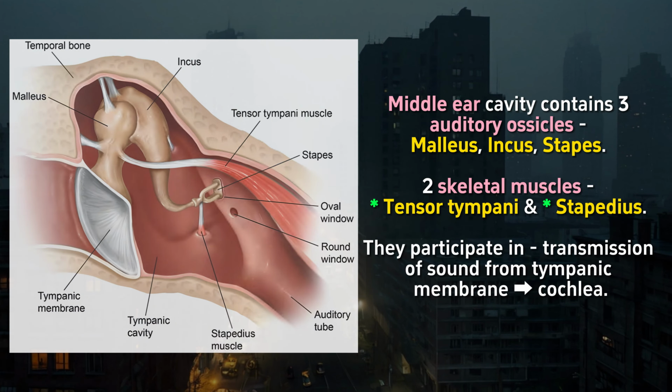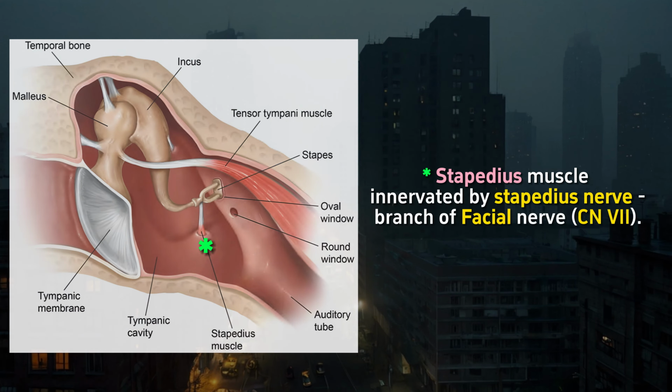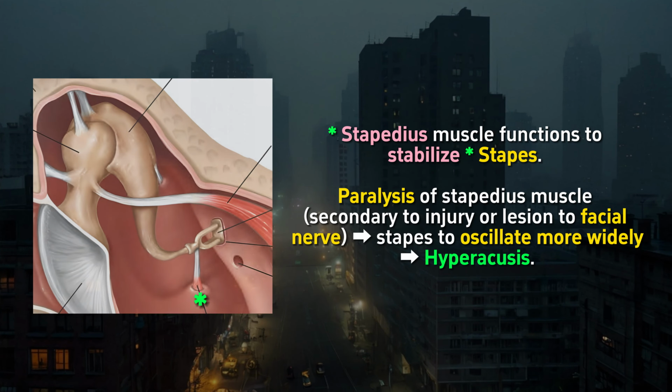The middle ear cavity contains 3 auditory ossicles, malleus, incus, and stapes, and 2 skeletal muscles, tensor tympani and stapedius. They participate in the transmission of sound from the tympanic membrane to the cochlea. The stapedius muscle arises from the wall of the tympanic cavity and inserts on the neck of the stapes. The stapedius muscle is innervated by the stapedius nerve, a branch of the facial nerve, cranial nerve 7. The stapedius muscle functions to stabilize the stapes.